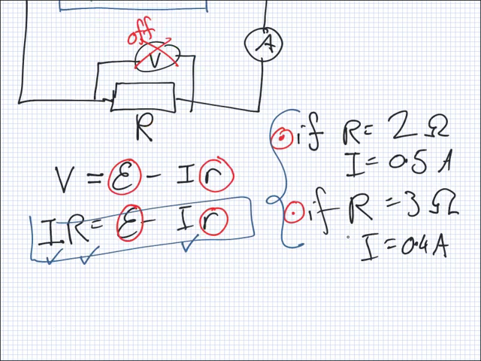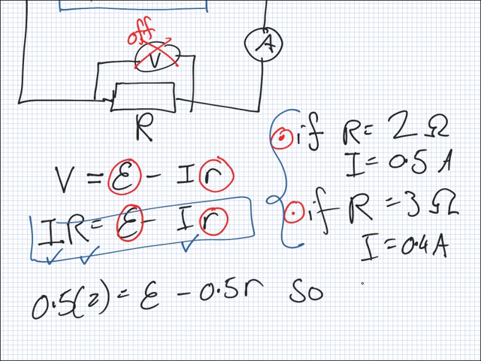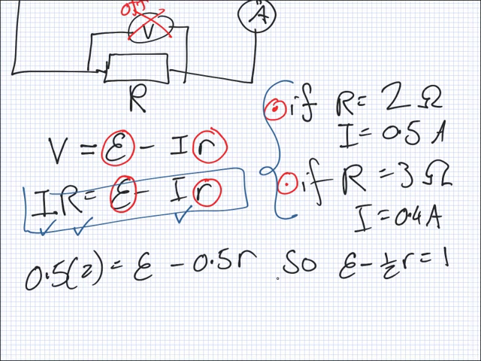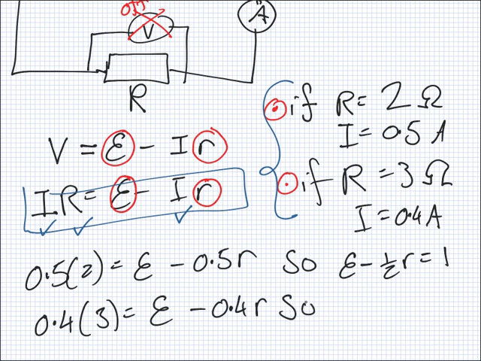So I can say I or equals E minus I or. So I can say E minus a half or equals 1. I can also say I or equals E minus I or. So I can say E minus 2/5 or equals, 0.4 times 3 is 1.2. 1.2 is 6/5.